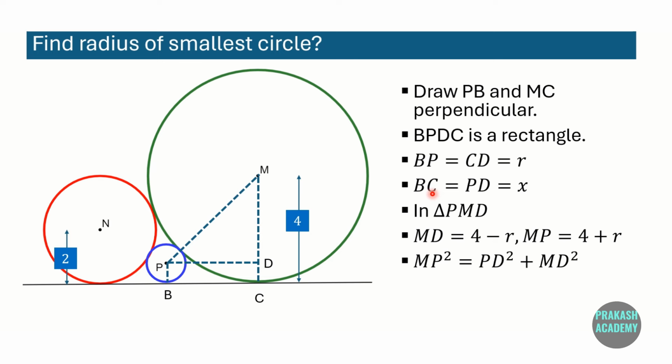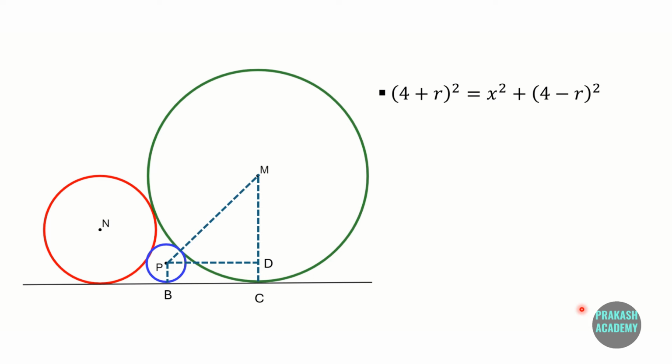Now let us use the Pythagoras theorem in this triangle. So I can write MP square equals PD square plus MD square. Now MP is 4 plus r, so let us plug in the values. MP is 4 plus r. PD, we have assumed that this distance and this distance are equal to x. So this is x square. MD square, MD is 4 minus r whole square. So now I can simplify this. This is nothing but (a plus b) whole square, that is a square plus b square plus 2ab.